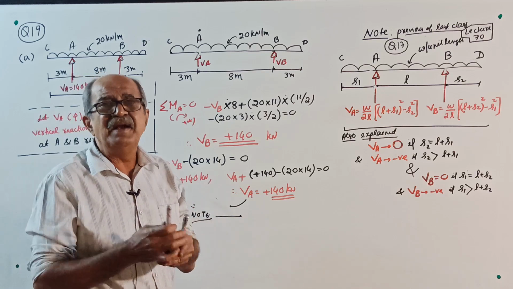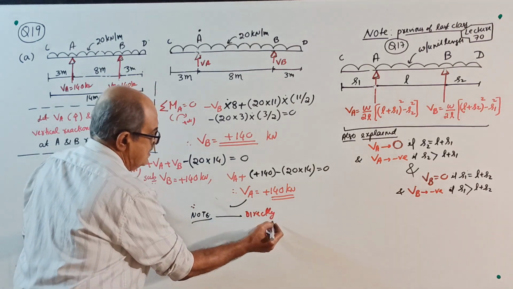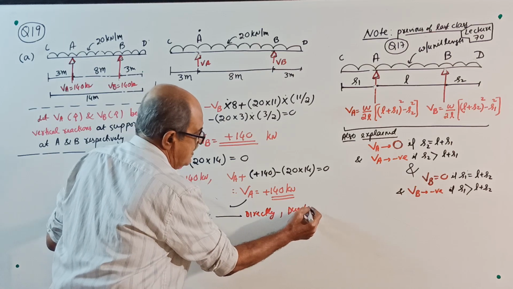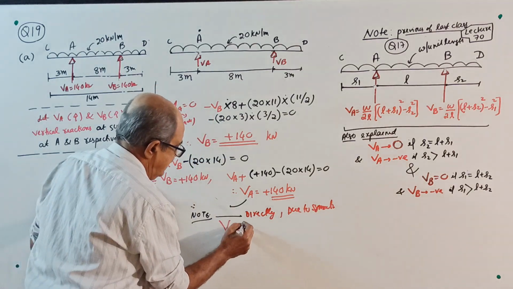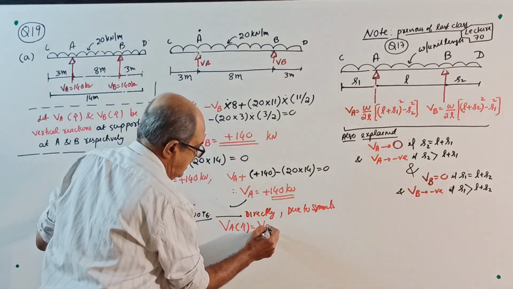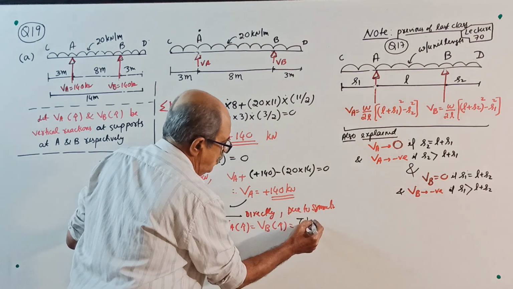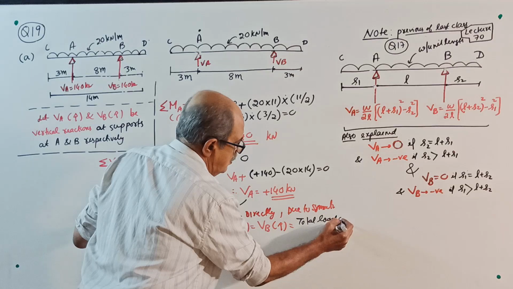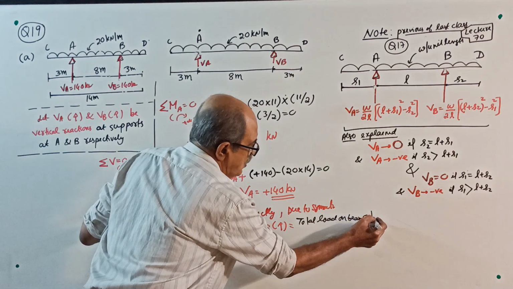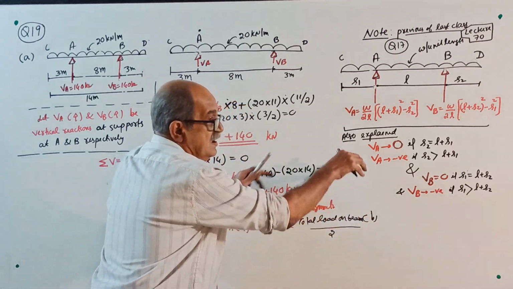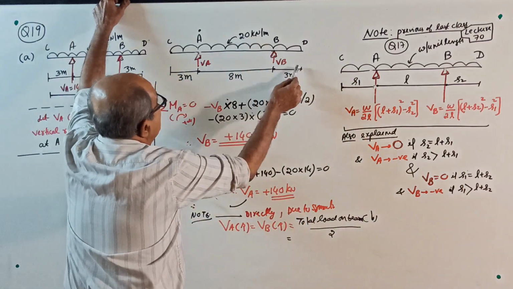Since perfect symmetry is there, directly, this is only for this question, due to symmetry, your reaction VA in the upward direction equals reaction VB in the upward direction equals total load on the entire beam in the downward direction divided by 2, because this is action, this is reaction.